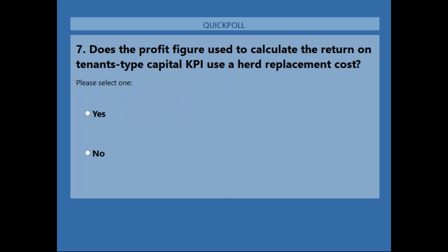Question 7. You're going to get gold stars for this, I think. Question 7. Does the profit figure used to calculate the return on tenants type capital use a herd replacement cost? So do you remember whether I talked about herd replacement cost in calculating that profit figure for the return on tenants type capital? Simply yes or no.